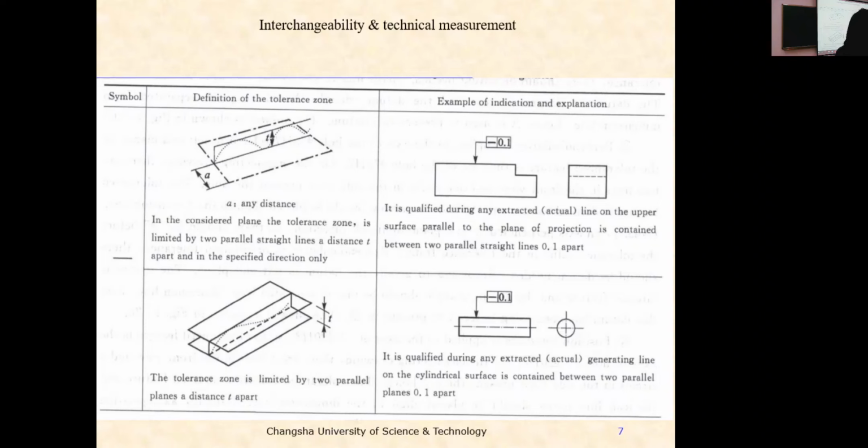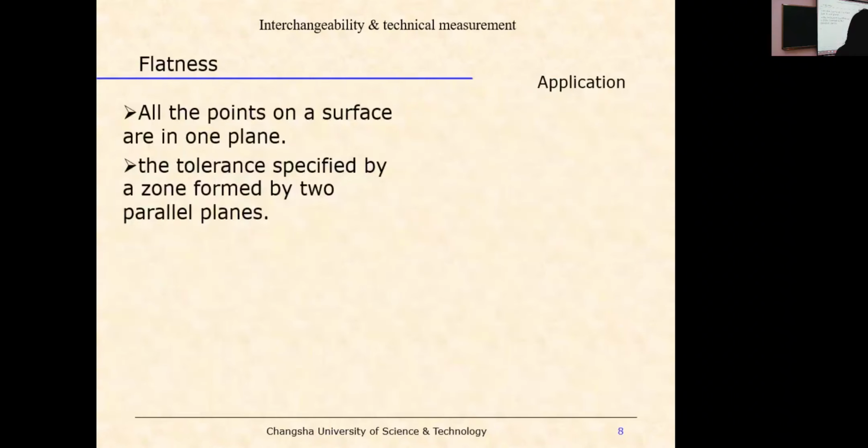A distance t apart. So any extracted or actual generated line on the cylindrical surface is contained between two parallel planes 0.1 apart. So his tolerance is 0.1 apart. So flatness: all the points on the surface are in one plane.